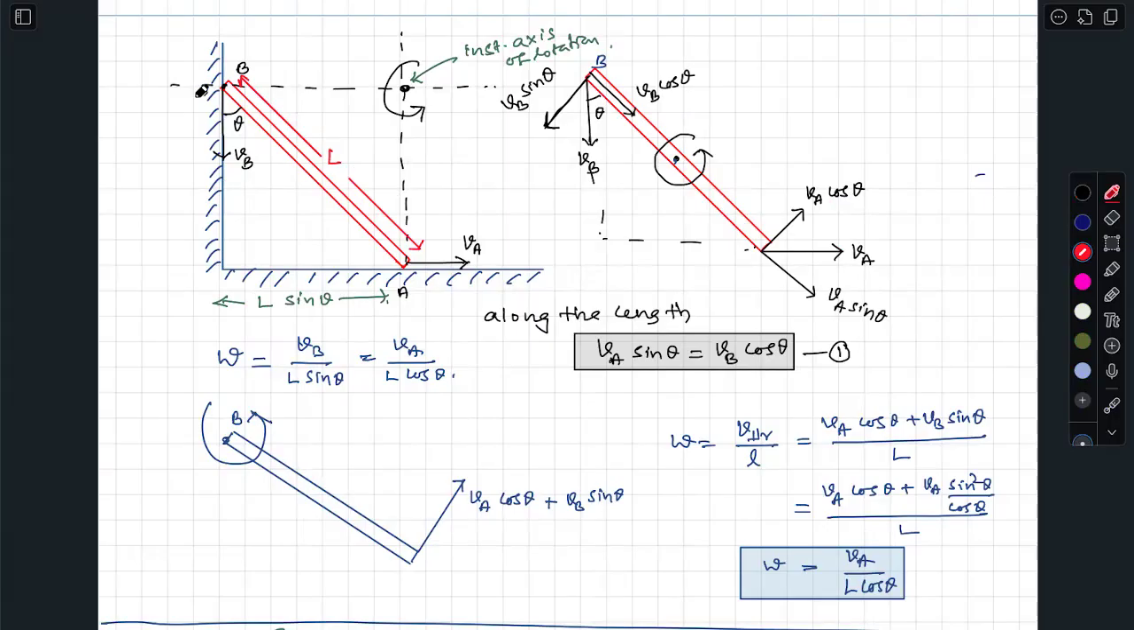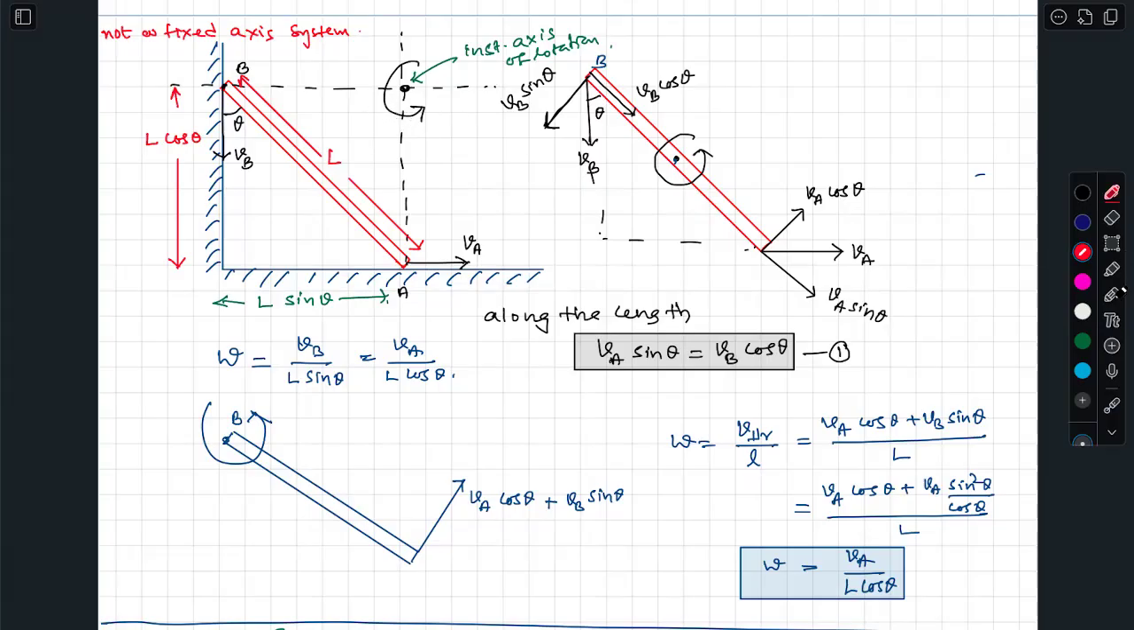And this will become L sin theta. This will become L cos theta. Now, please understand this is actually not a fixed axis system. Such systems will be operated with the instantaneous axis of rotation. If it is not a fixed axis system, you will operate that in terms of the instantaneous axis of rotation.